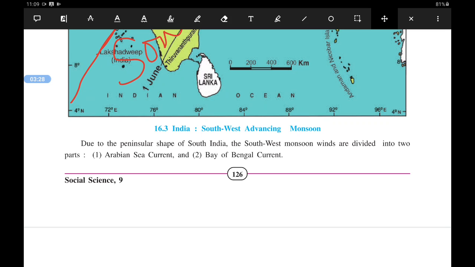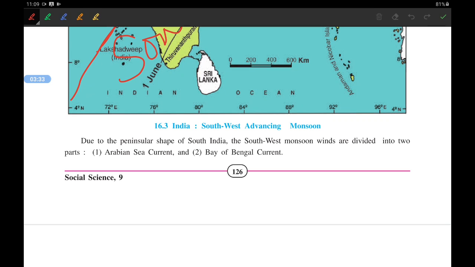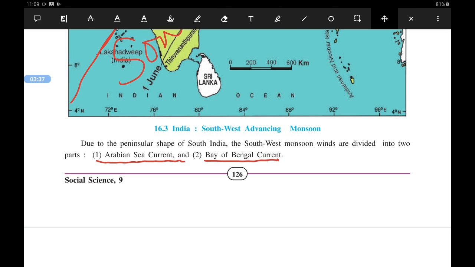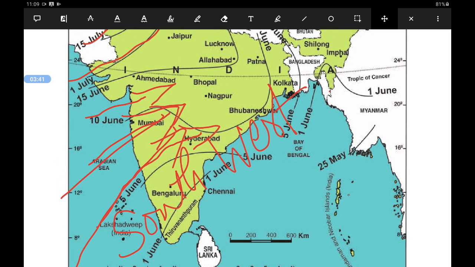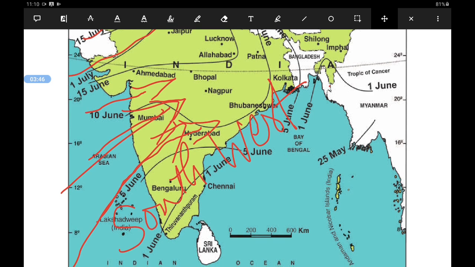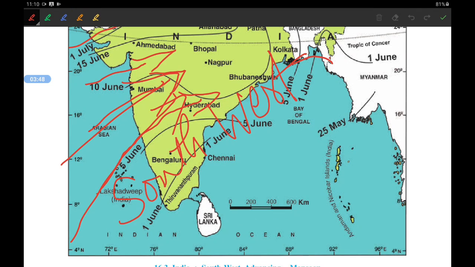Due to the peninsular shape of India, the southwest monsoon winds are divided into two parts: the Arabian Sea current and the Bay of Bengal current. Now you can see here, these winds which are coming from here are Arabian Sea currents, while here also you can see they are blowing, these are Bay of Bengal currents.